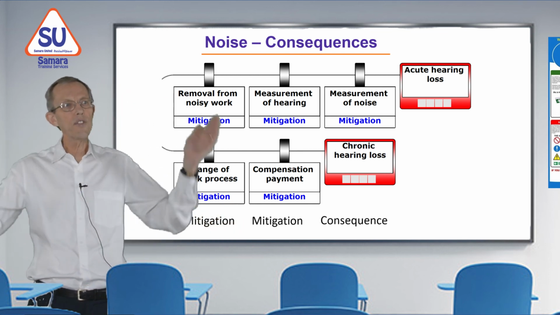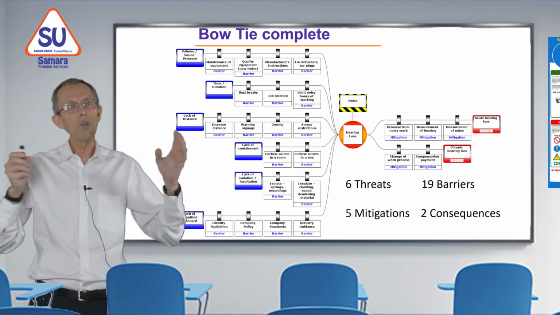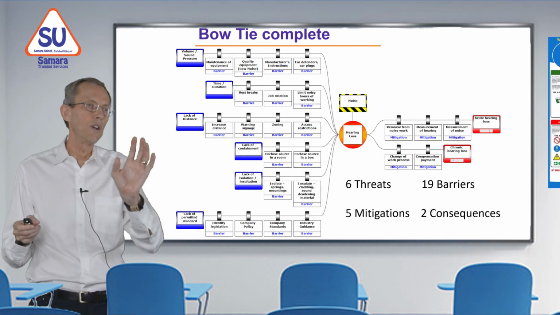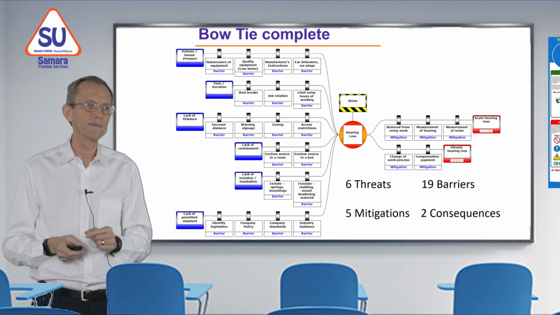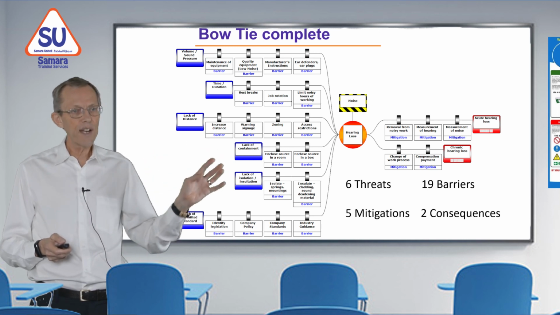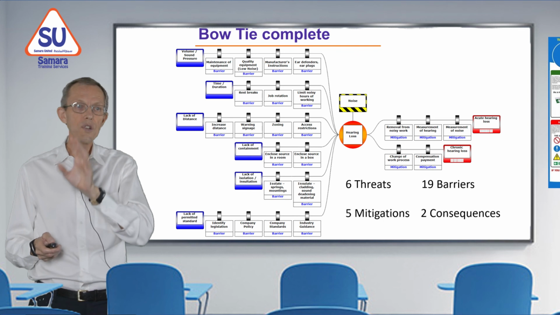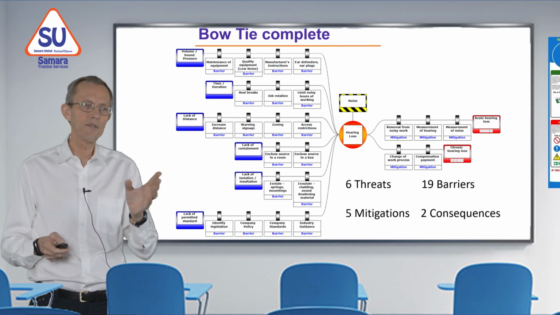Now we put the whole thing together. Here's our bow tie diagram. And it shows all the controls that we have on one page, in one diagram. So we have 6 threats, managed with 19 barriers. We have 2 consequences reduced by 5 mitigations.